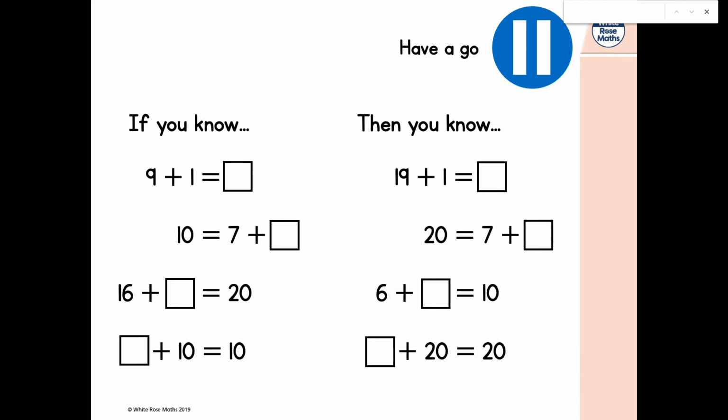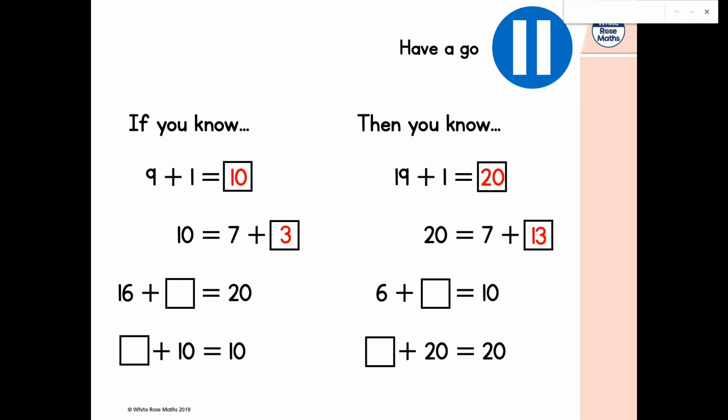So let's go across. If 9 plus 1 equals 10, then you know that 19 plus 1 equals 20. And now let's move down. 10 is equal to 7 plus 3. Then you know that 20 is equal to 7 plus 13. Great.